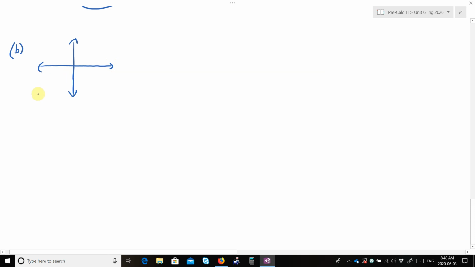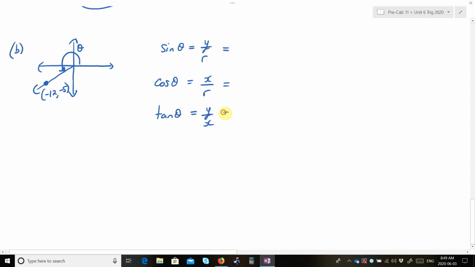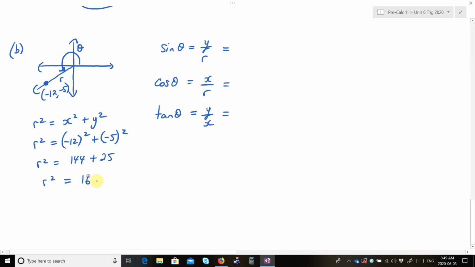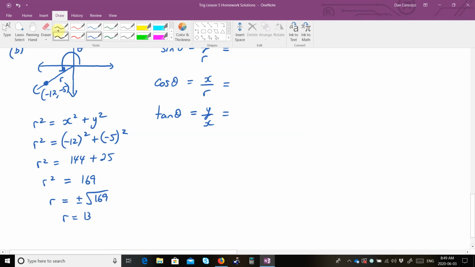We have the point (-12, -5), so they've got it out like this, and the angle is here, theta. Sine theta is y over r, cos theta is x over r, and tan theta is y over x. And to get r, which is here, we would go r squared equals x squared plus y squared. The x is -12, so it's -12 squared plus -5 squared, and we are going to get 144 plus 25. So r squared equals 169. So r is equal to plus or minus the square root of 169. R is a radius, so r is equal to 13.